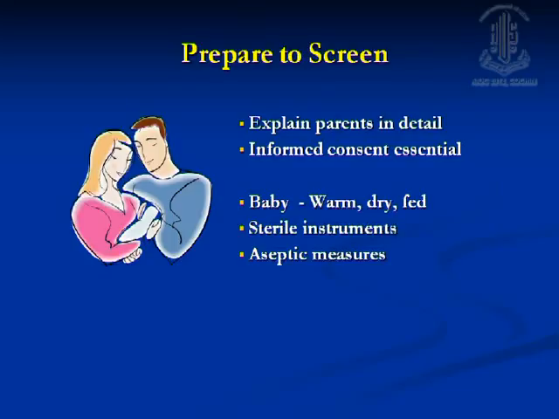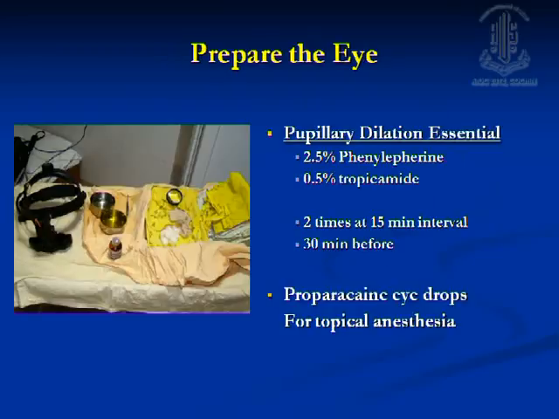Ensure the baby is warm, dry, fed. Sterile instruments have to be used. All aseptic precautions have to be followed. This is typically how an ROP screening tray looks. You have an indirect ophthalmoscope here, a bowl of Savlon, saline, a lens, and some swabs. The topical anesthetic drop is there.